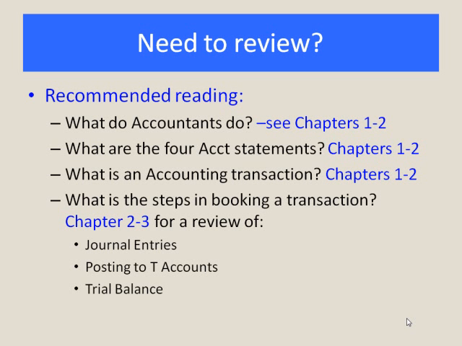So as we analyze business events, the question is: is this an accounting transaction or not? And what are the steps? If we determine that it is an accounting transaction, what are the steps involved? Well, the first step is to create a journal entry. Second step is to post to T accounts. So if you had accounts receivable and cash involved in a journal entry, each one of those accounts would have its own T account.